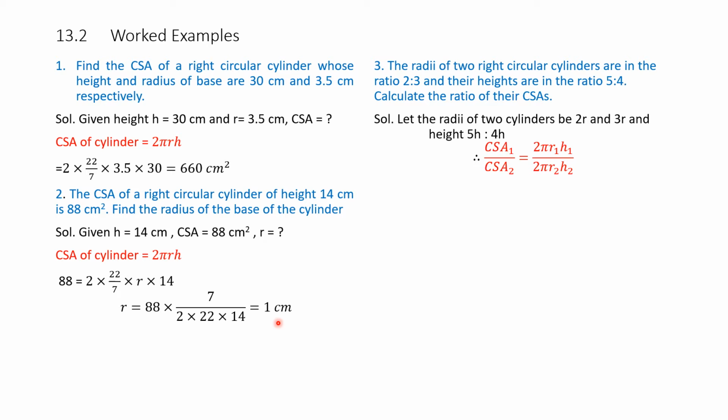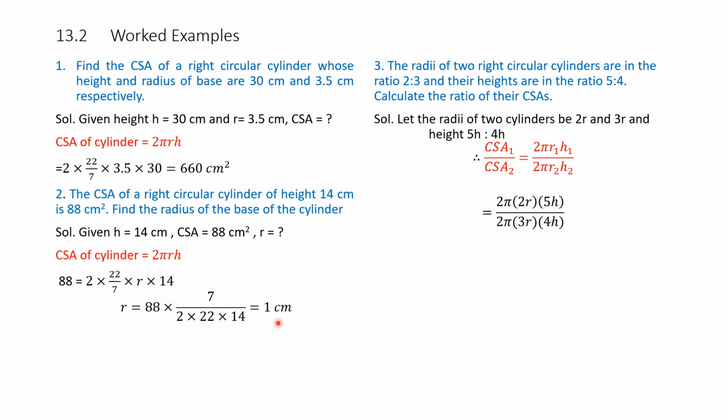Therefore, CSA 1 by CSA 2, that is the curved surface area of cylinder 1 divided by the curved surface area of cylinder 2, equals 2 pi r1 h1 divided by 2 pi r2 h2, where r1 is the radius of the first cylinder and h1 is the height of the first cylinder, r2 is the radius of the second cylinder and h2 is the height of the second cylinder.